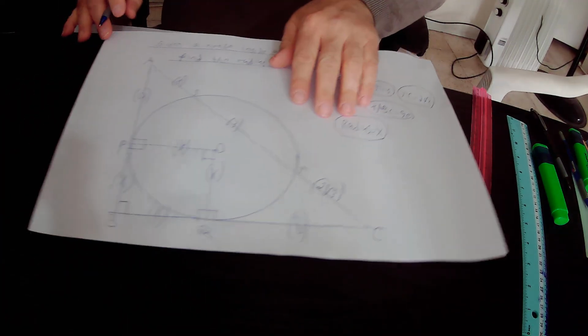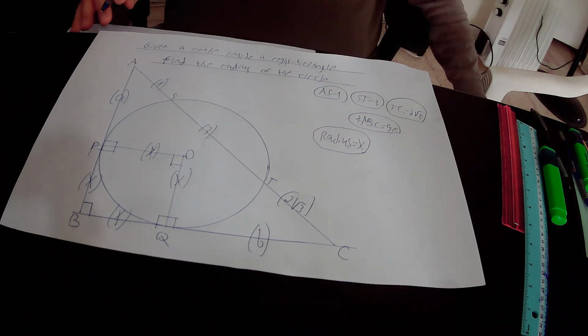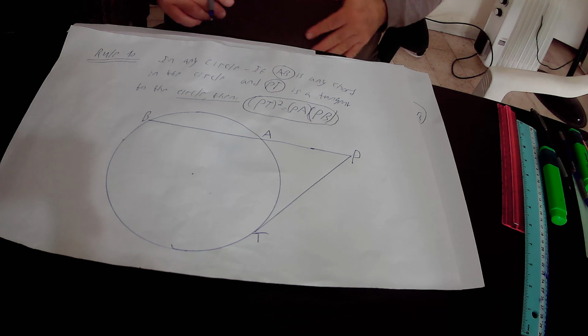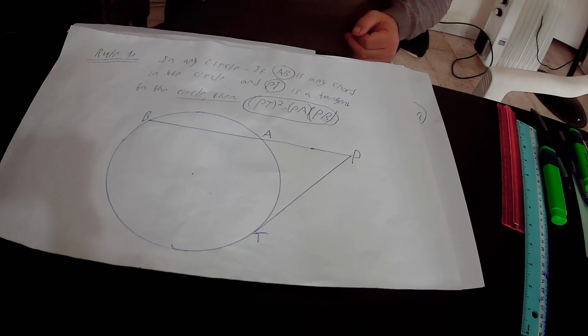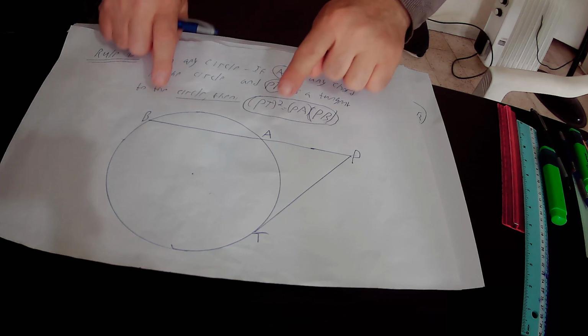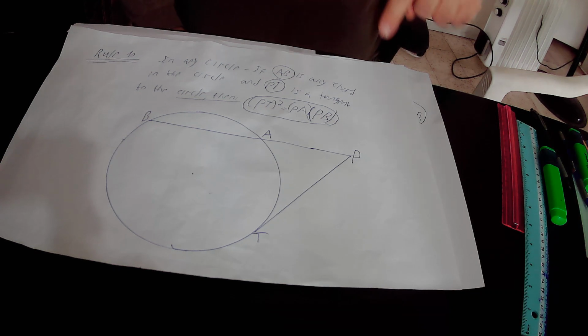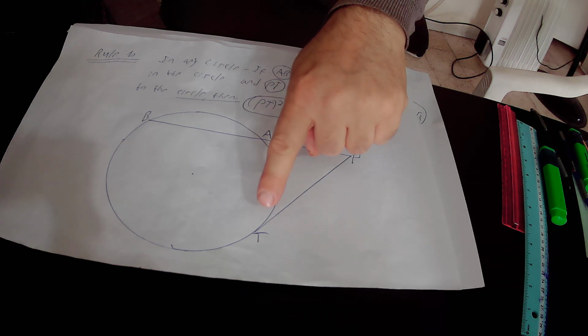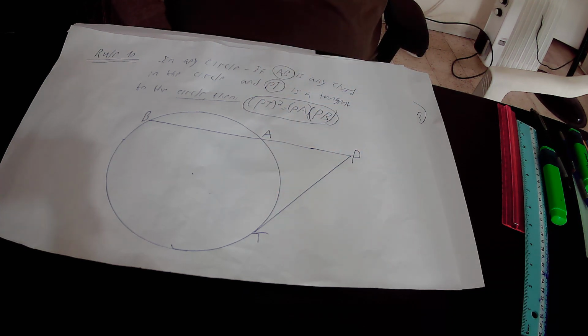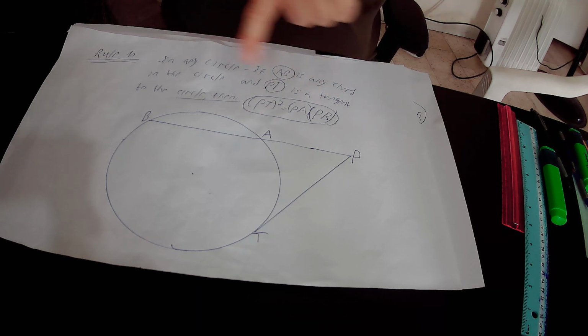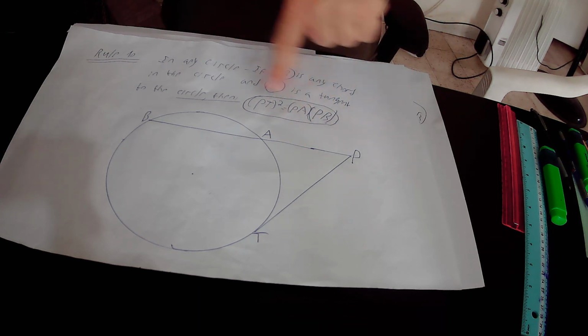Here we can implement rule 10. I repeat quickly rule 10. According to rule 10, in any circle, if AB is any chord in the circle, and PT is a tangent to the circle at this point T, then the following equation will be true: PT square equals PA times PB.